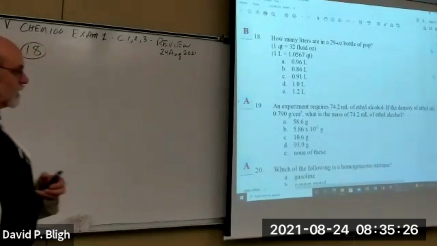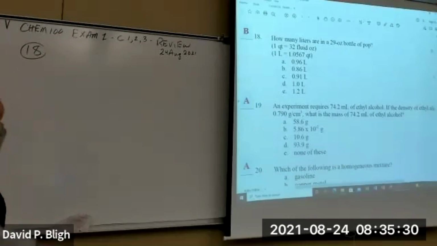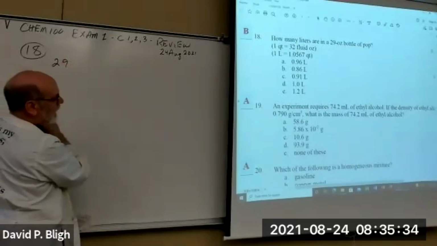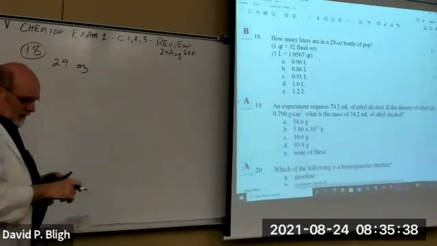How many liters are in a 29-ounce bottle of pop? 29 ounces is given. 29, that's it. Okay.